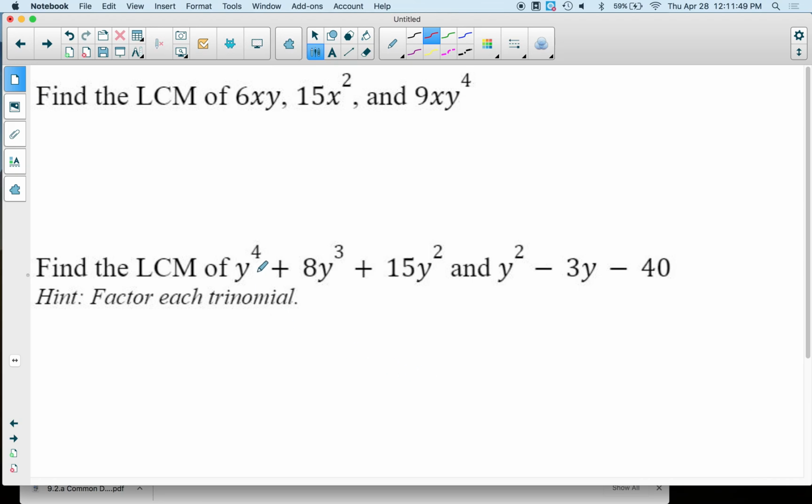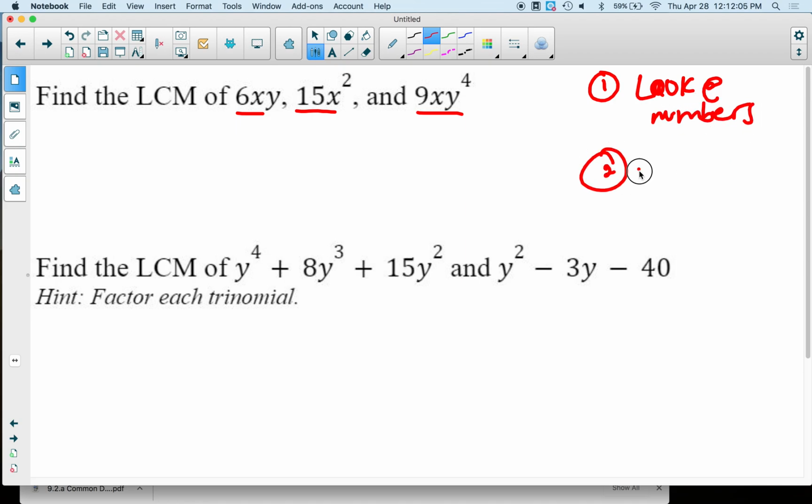Okay, so consider this. What would be the least common multiple of these three terms? 6xy, 15x squared, 9xy to the fourth. My first step is to look at the numbers and find their least common multiple, and then work with the variables. Then put that all together.